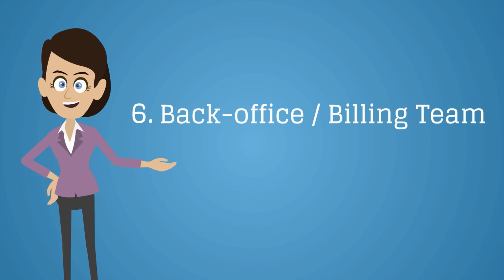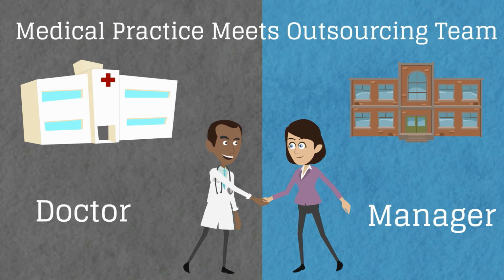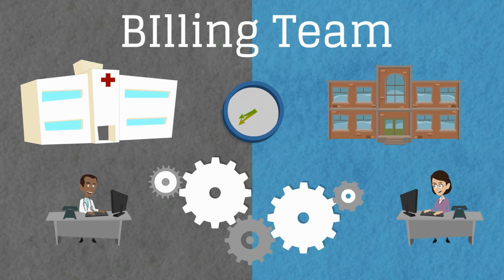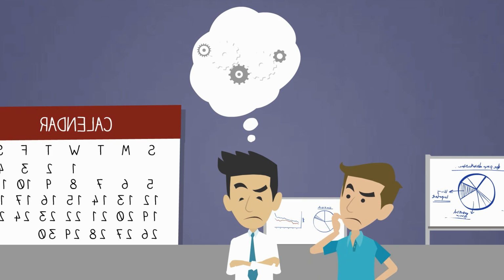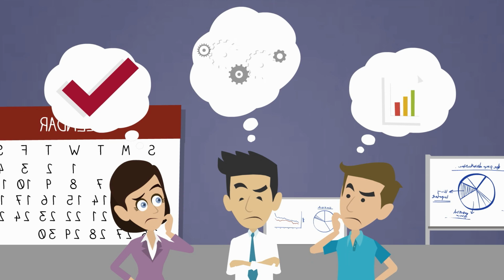The sixth step is the back office or billing team. The physician sends the completed chart and the information for billing to the back-end team through various ways. This cycle of billing must be kept intact. The seventh step is the operation team. This team would do a monthly meeting and find out available options to reduce operational costs through automation or outsourcing services.